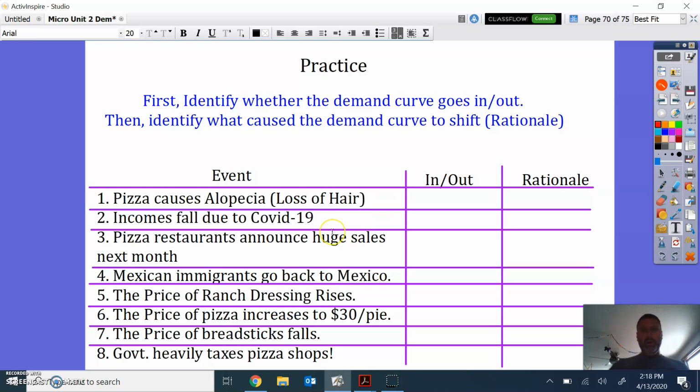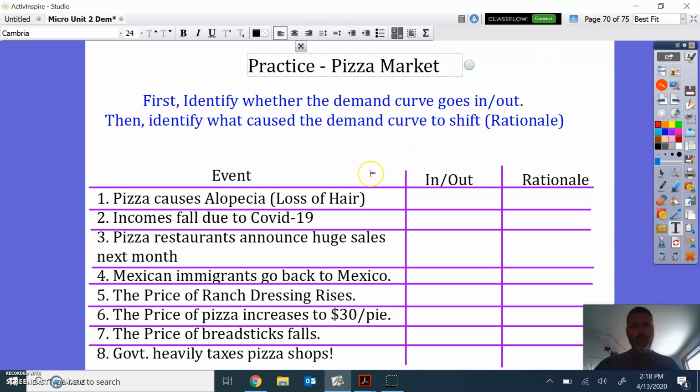I don't know. Okay, so here's the last practice I want us to do to make sure we're okay, right? We're in the pizza market, okay? So let me type that in up here, right? Okay, flatten that out. Straighten that out there. Okay, here we go. So the question is, these events are going to come up. Tell me if the curve goes in. Oh, shoot. Wrong way. In. I have to do this backwards because I'm being recorded. Or out. In or out.